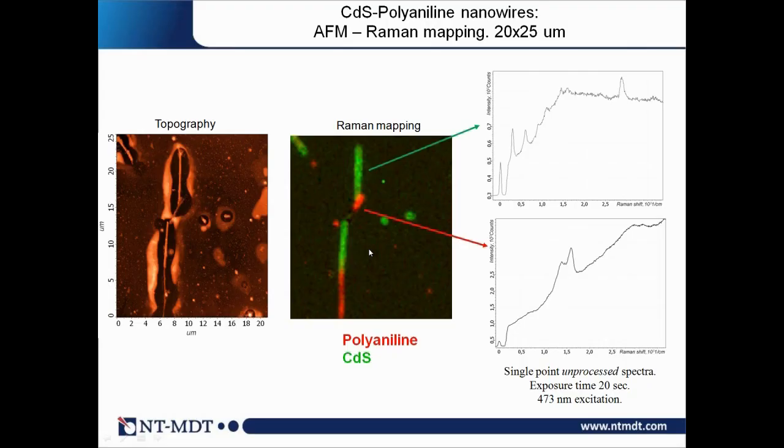Here is a co-localized AFM-Raman map of a mixture of cadmium sulfide and polyaniline nanowires. On the AFM topography, we can hardly distinguish between polymer and semiconductor nanowires, while on the simultaneously measured Raman maps there is a very nice chemical contrast, which shows us which nanowire is polyaniline and which nanowire is cadmium sulfide.